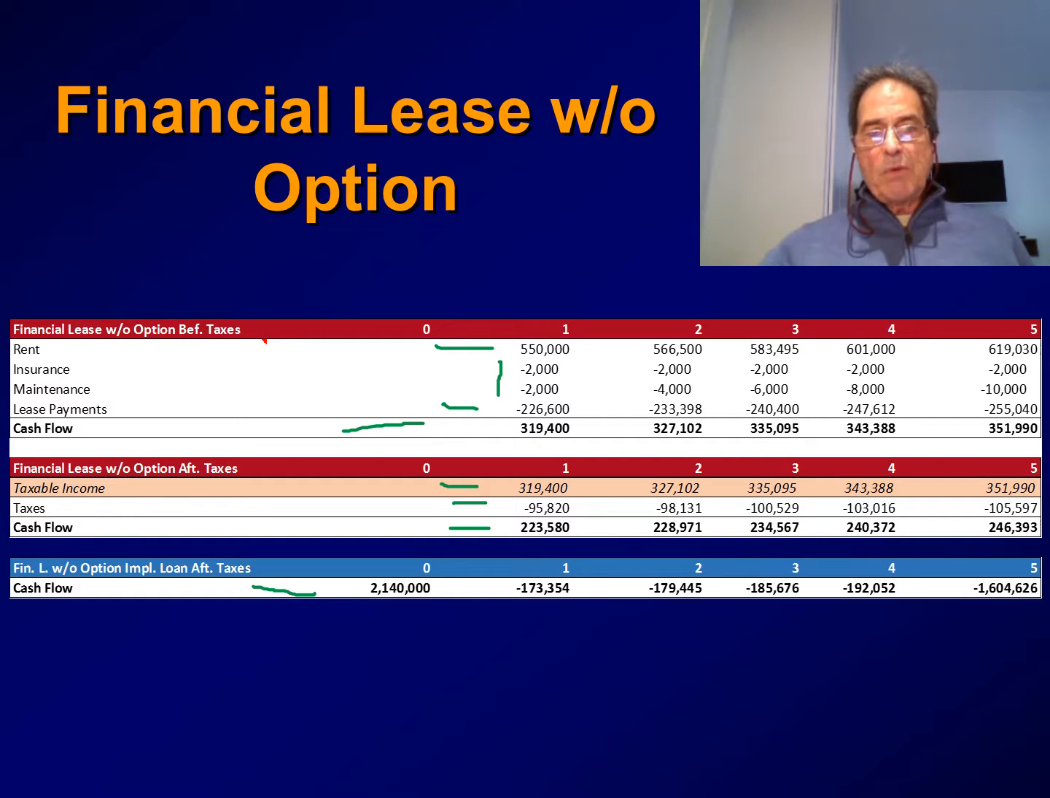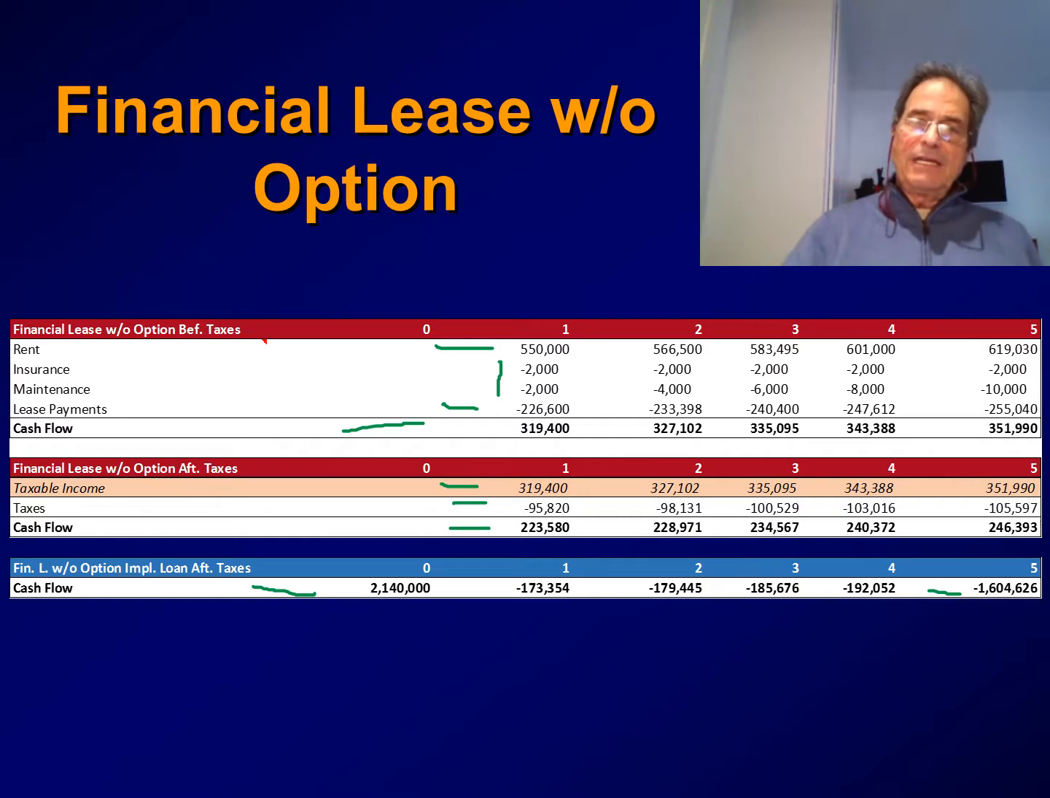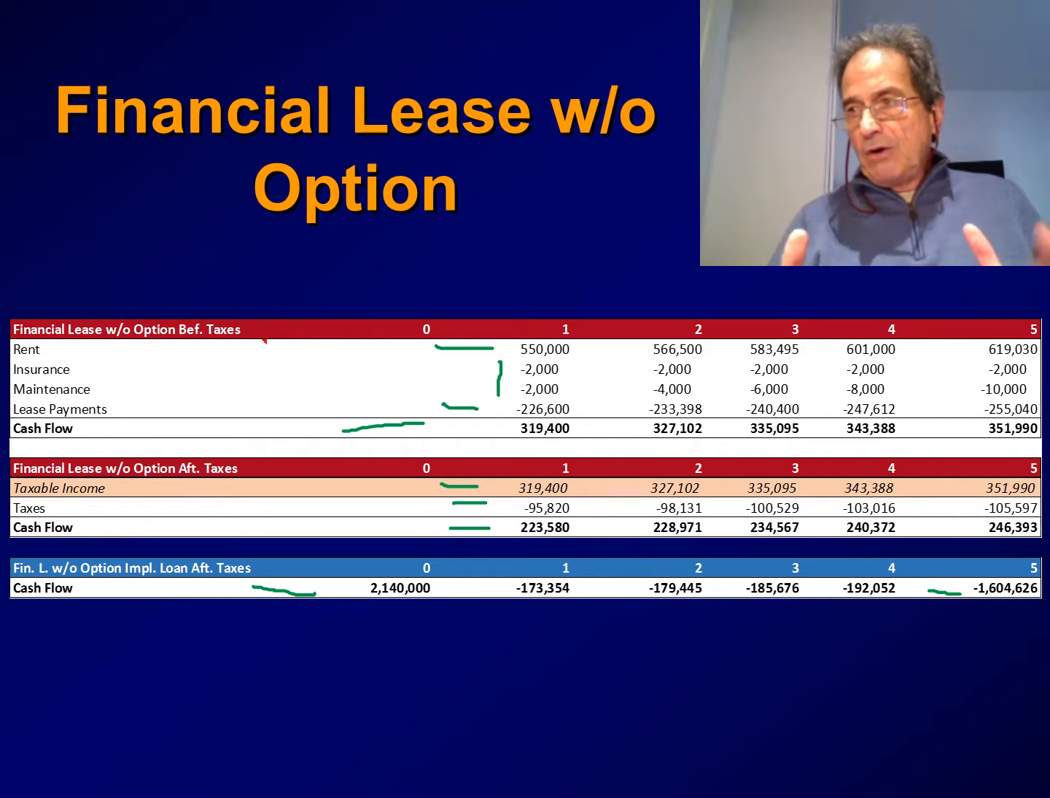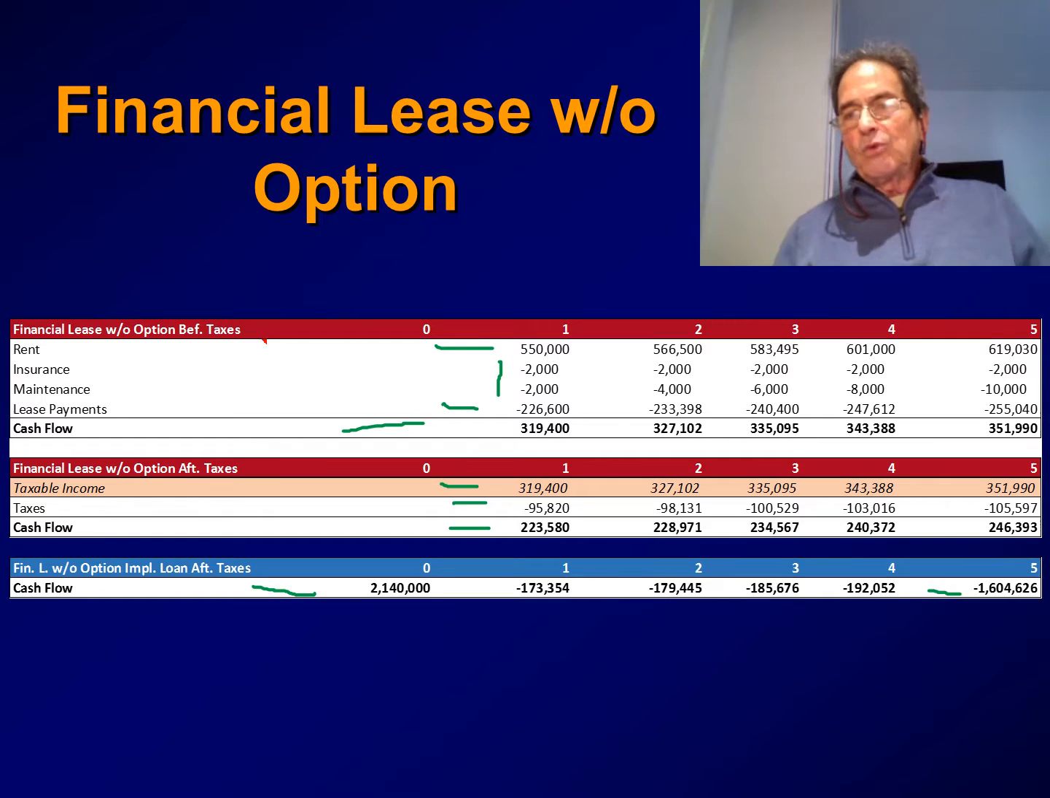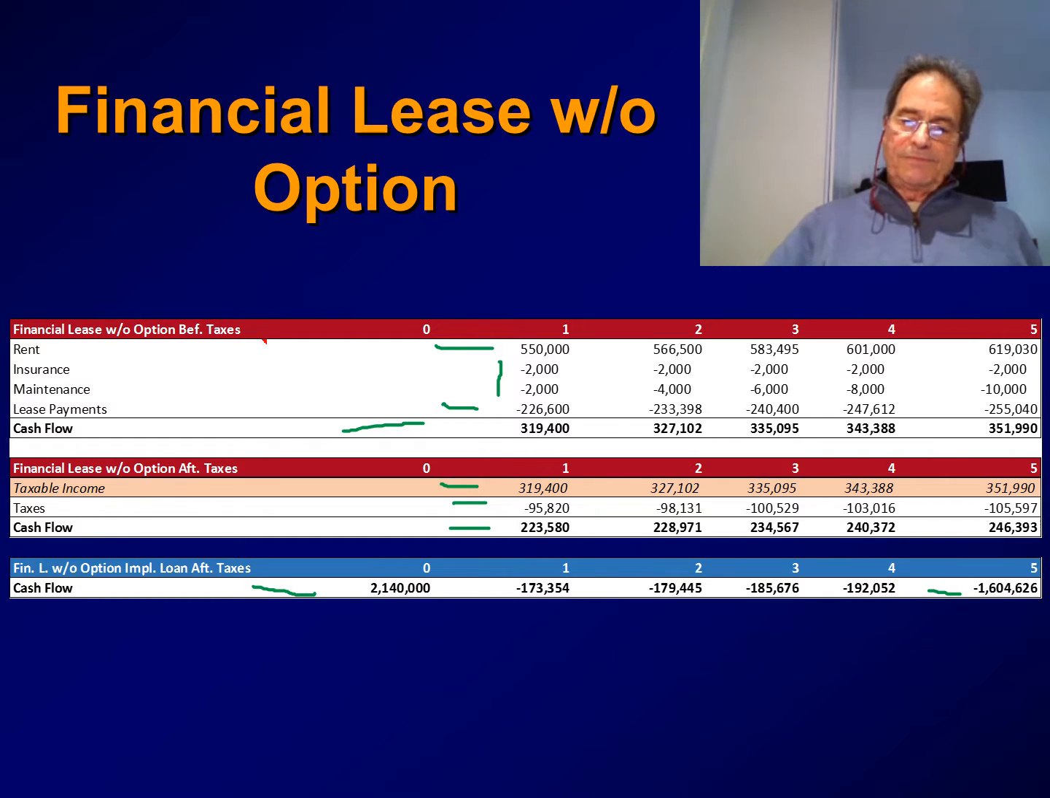And this cash flow is the one that appears at the bottom. A positive cash flow of 2,140,000 in year 0, and then payments of 173,354 in year 1, 179,445 in year 2, etc. Notice that we have a substantial negative amount at the end, over 1.6 million. That is because if we don't have the option to buy, we are losing the upside of owning the property for 5 years and being able to sell it in year 5 with a profit. So we are losing this profit, and this translates into a negative cash flow in the implicit loan.